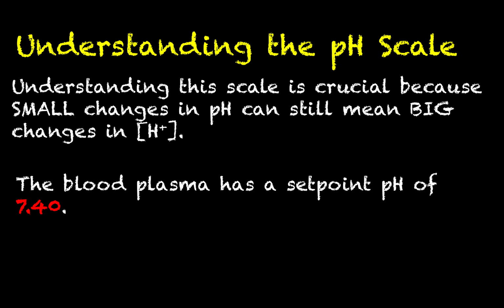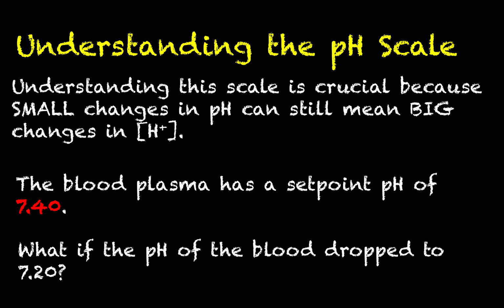The blood plasma has a set point pH of 7.40, and that's a number you might want to go ahead and commit to memory because that's going to be a very important number as we go throughout the course. So we're going to ask the question, what if the pH of the blood is allowed to drop to 7.20? Now, a difference of 0.2 pH units may not seem very big to you, but we're going to use a little bit of quick math here to show you that it actually is a very big difference.